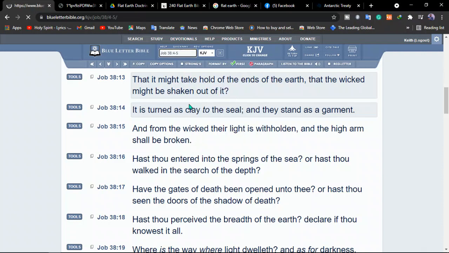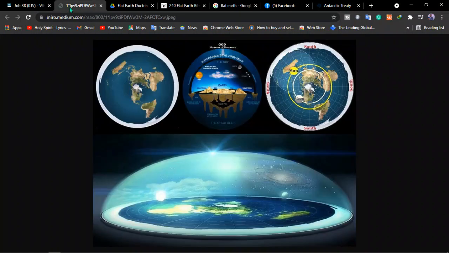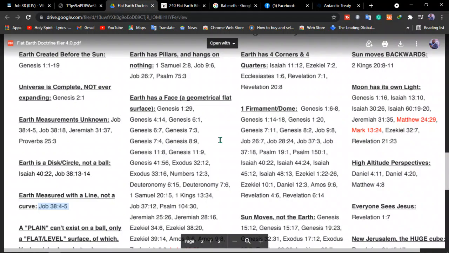All right. Let's see. Where wast thou when I laid the foundations of the earth? Declare if thou hast understanding. Who hath laid the measures thereof, if thou knowest? Or who hath stretched the line upon it? Are you seeing? So you have to stretch a line from one end to another end if you really want to measure it, put a line here to a line here. It's not a curve like they try to tell us in a sphere. There's a line to a line. Ooh, making some sense.